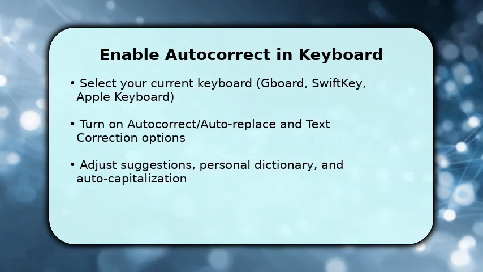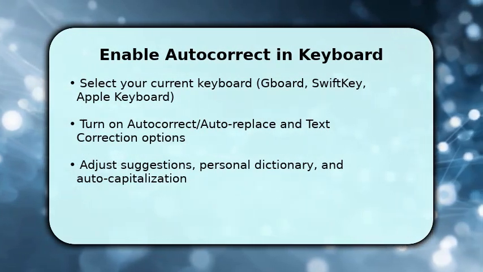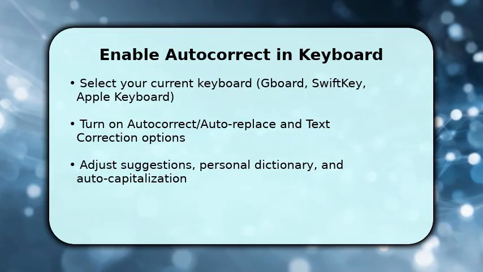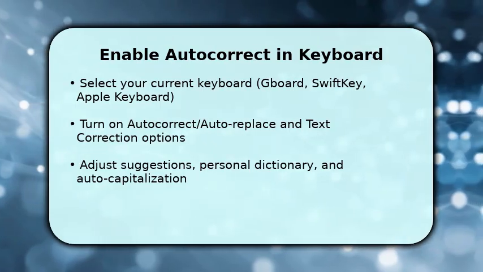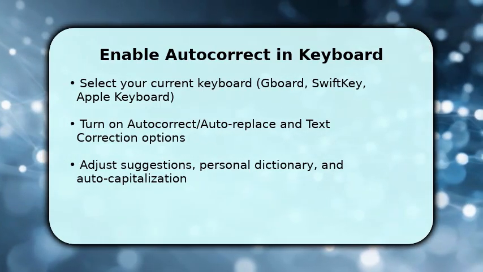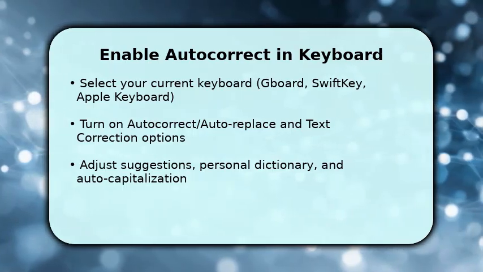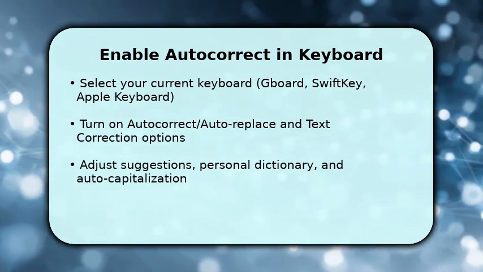Now you'll enable autocorrect inside your chosen keyboard. Navigate to the keyboard settings. For Gboard, go to System, Languages and input, Virtual keyboard, Gboard. For iPhone, go to Settings, General, Keyboard. Toggle autocorrect, auto replace, or predictive text on.